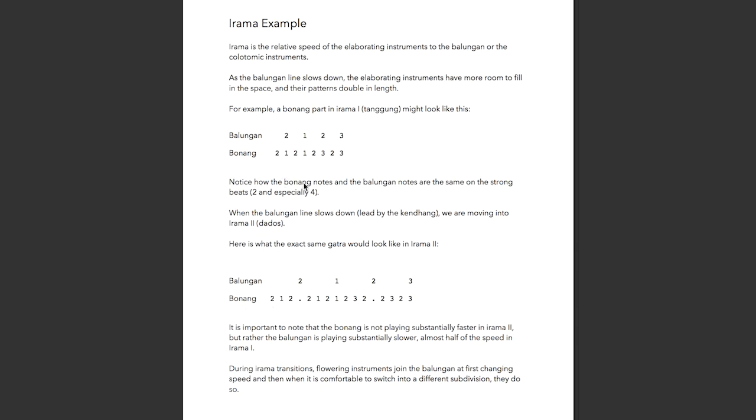2, 1, 2, 1, 2, 3, 2, 3. Versus in irama 2, 2, 1, 2, rest, 2, 1, 2, 1, 2, 3, 2, rest, 2, 3, 2, 3. It's the balungan that's actually changing speed. So the balungan is spread further apart, and that gives us more room to fill in with the flowering instruments.